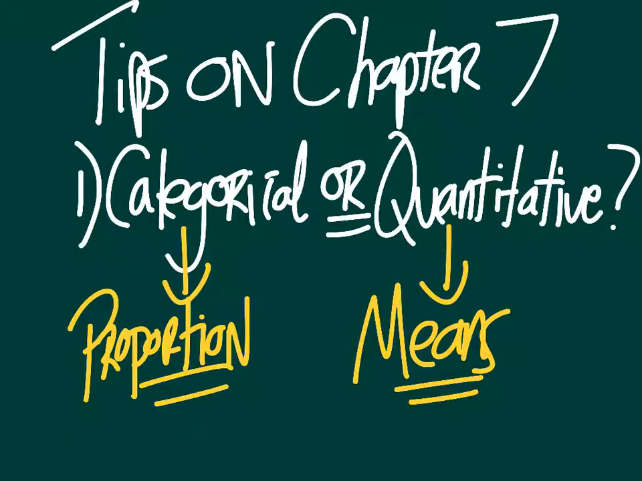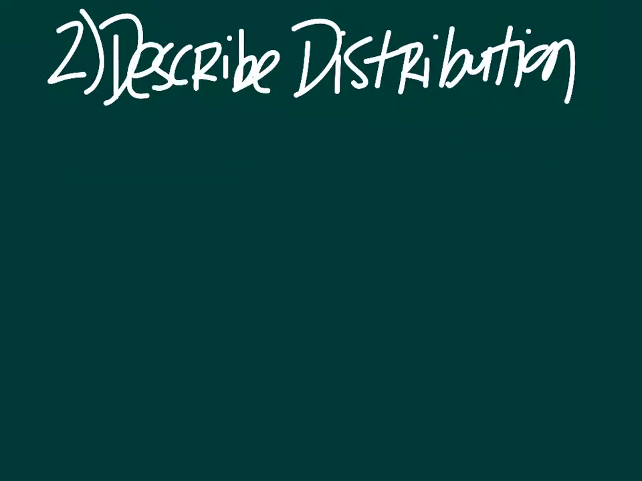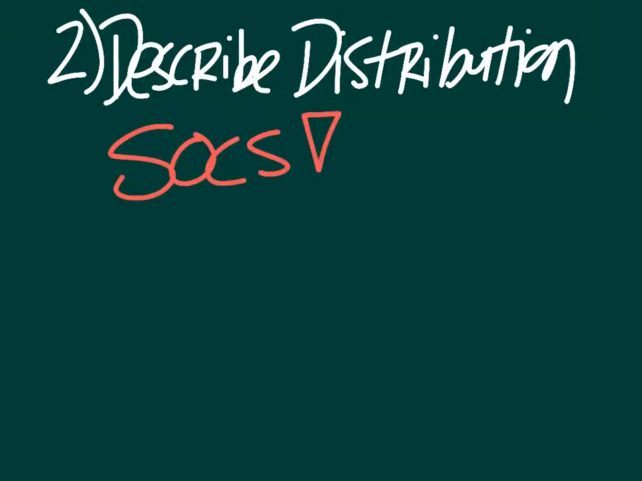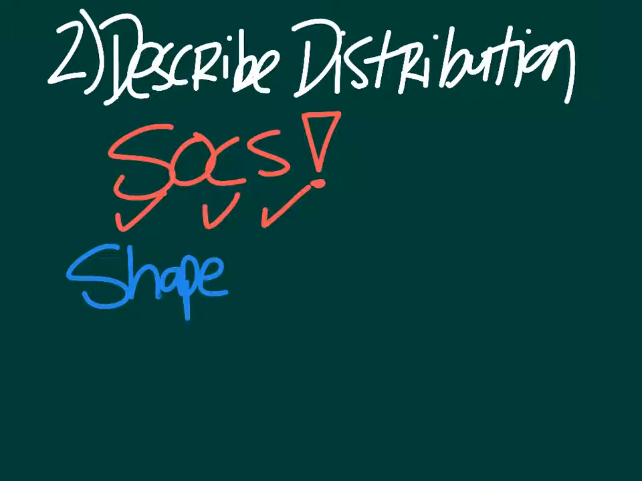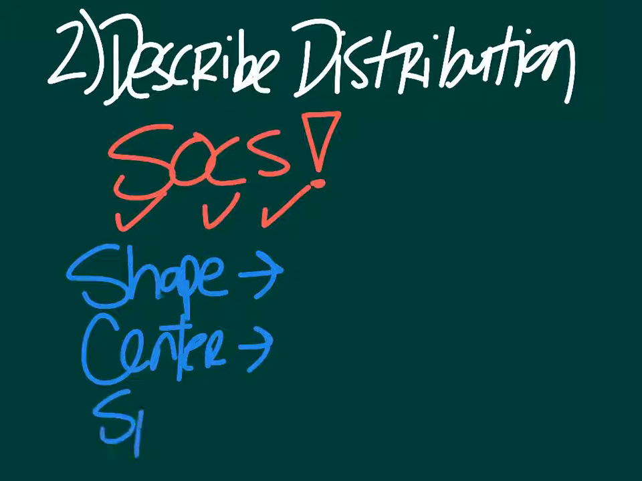So now let's look at describing a distribution. Whenever you're asked to describe the distribution, you want to refer back to Chapter 1 and don't forget your SOCS. This is very important. Our shape, center, and spread. When we talk about the shape, this is where we are looking to see if it's normal or approximately normal. Our center, that's when we're talking about our mean. And then our spread, in our case, is going to be our standard deviation.